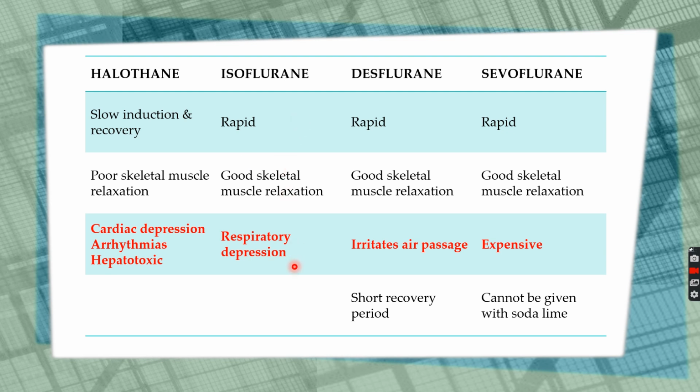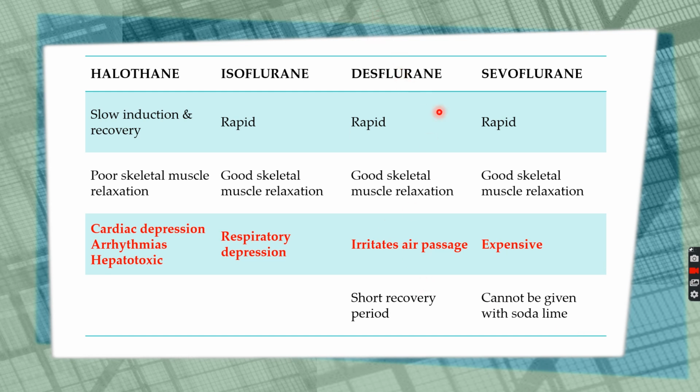Isoflurane has been shown to cause respiratory depression, especially if the dose exceeds the normal dose. Desflurane does not produce a smooth induction. There it irritates the air passage. That is the side effect with desflurane. And the problem with sevoflurane is it's an expensive drug, so it cannot be used in all kinds of hospital settings. Another problem with sevoflurane is it cannot be given with soda lime because it has a chemical reaction with soda lime. So we have to use it carefully.